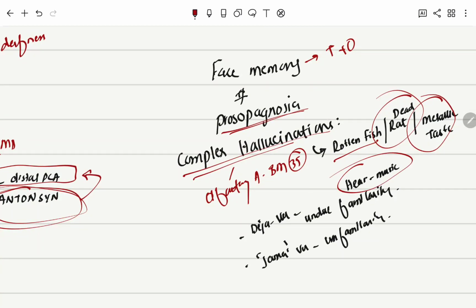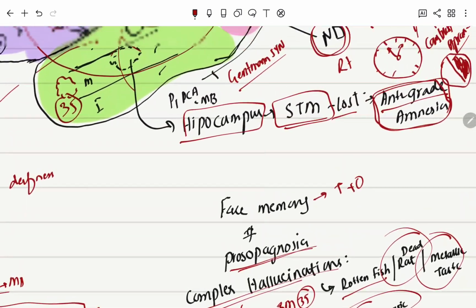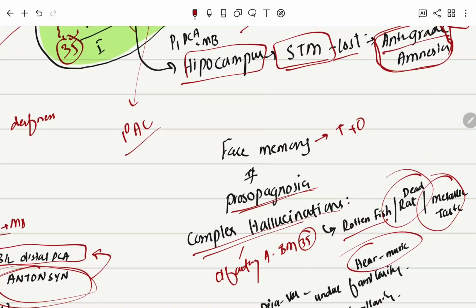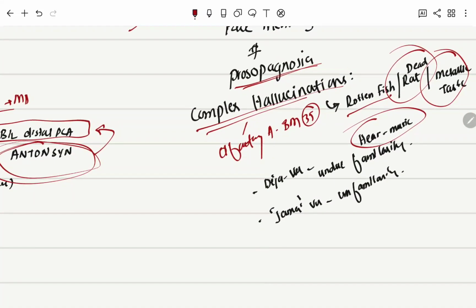The patient might hear music because the primary auditory cortex is there. Brodmann areas 41 and 42 are the primary auditory cortex. When we damage that, the patient is going to hear music.